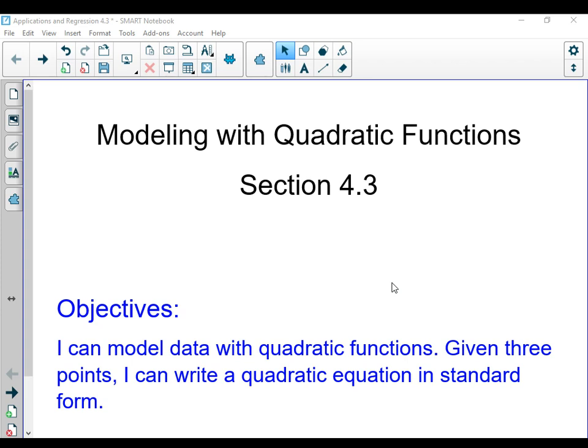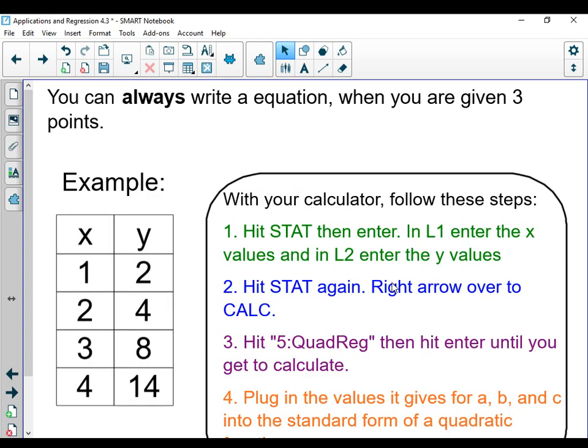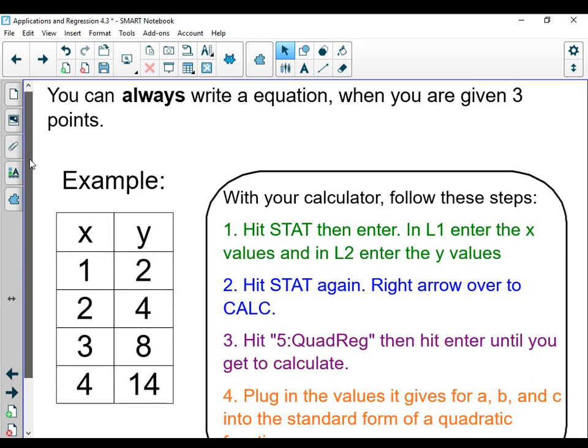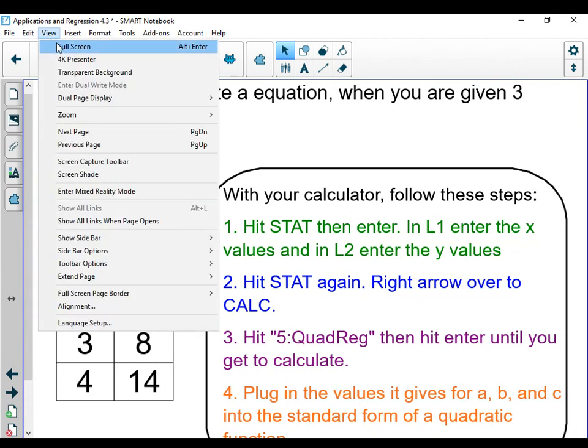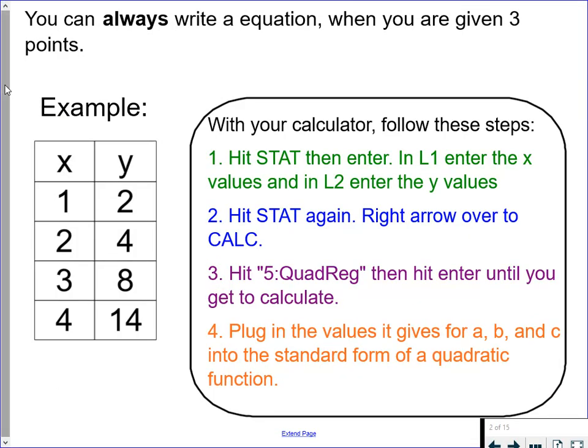Okay, so first we're going to start off with modeling quadratic functions. So you can always write an equation when you are given 3 points.